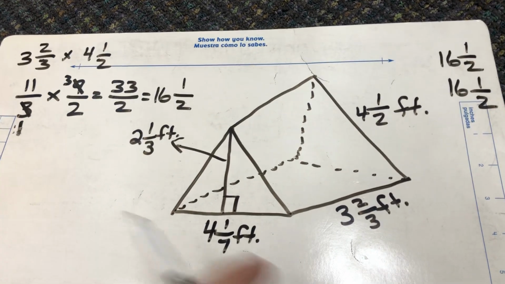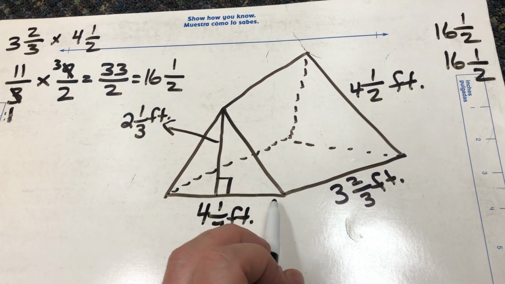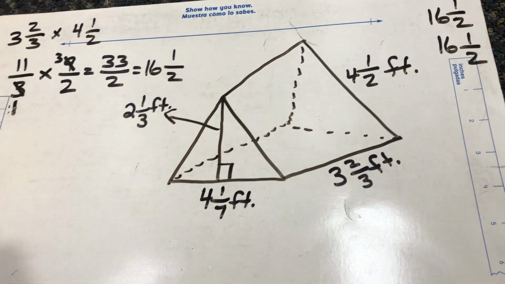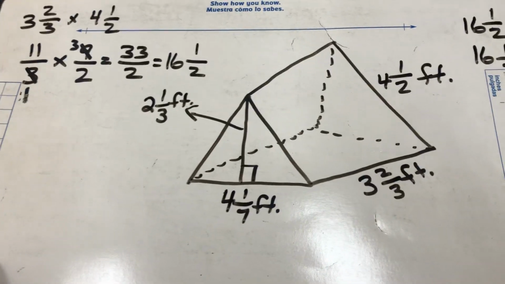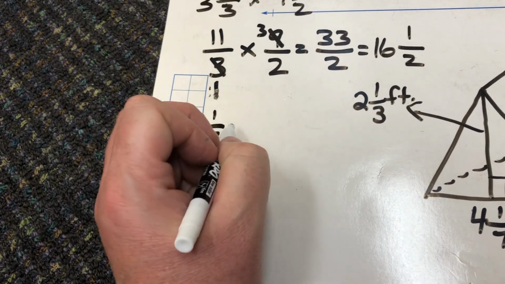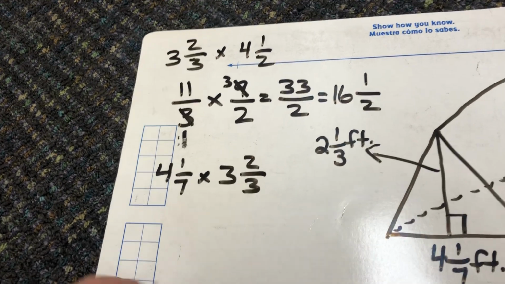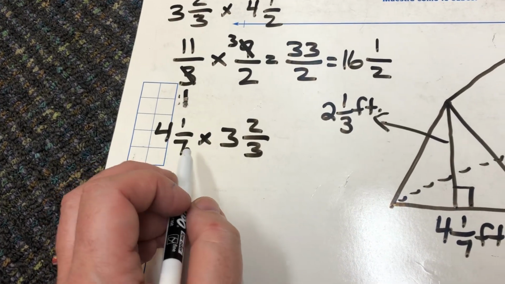myself organized. Now, if I look at this rectangle here at the bottom, that's going to be this 4 1/7 times this 3 2/3. So that's the next problem I need to do. I need to do this 4 1/7 times 3 2/3. Process is going to be the same. Everything's got to become a fraction.